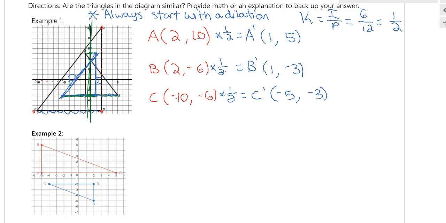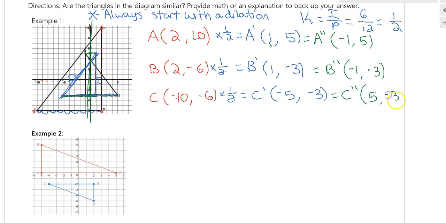So now I'm going to do the same thing, and I'm just going to do double prime. Again, remember, flipping over horizontally, we're going to flip our x. Our x is what changes sign. So A double prime becomes -1, 5. B double prime becomes -1, -3. And C double prime becomes 5, -3.